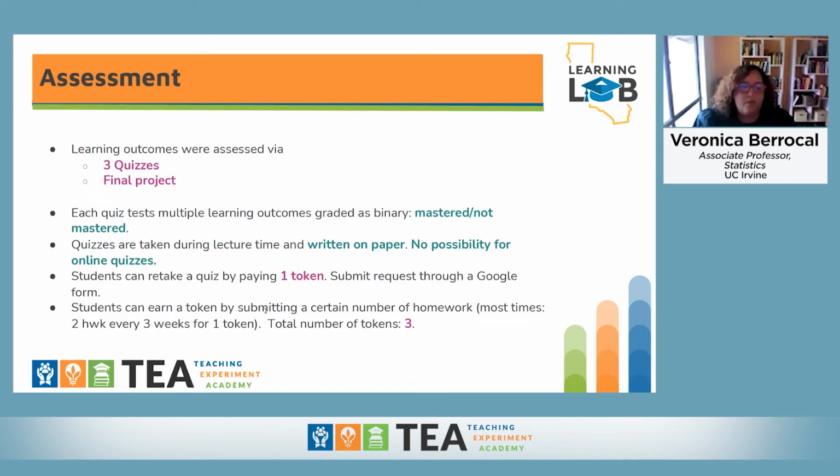a given quiz. There is a total of 3 tokens that students can acquire in the quarter, and tokens are acquired by students by submitting homeworks. And so I always allow for the possibility that the student might not do all the homework in a 3-week period. And so to get a token, a student has to submit 2 homework out of 3 every 3 weeks.